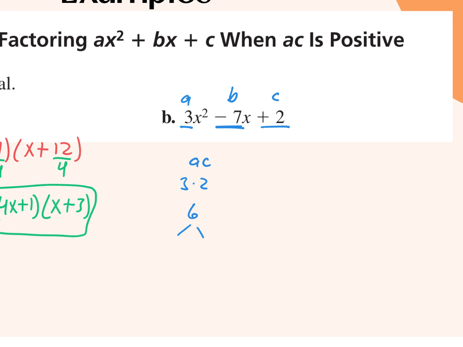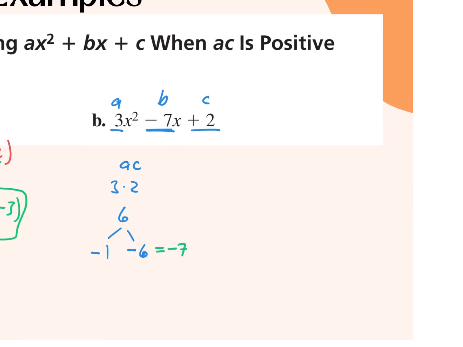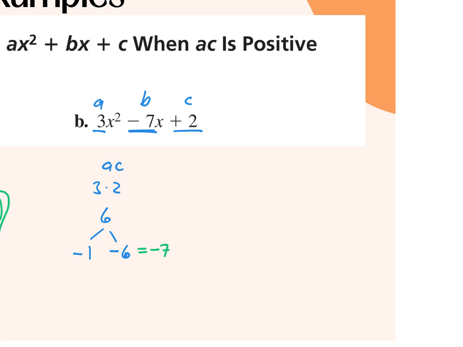Since I want to multiply to a positive and add to a negative, I should expect the same sign, so 2 negatives. Factors of 6 are going to be 1 and 6. Since I want them to add to a negative, let's consider the negative factors. If I did -1 minus 6, that does in fact get you -7. So these factors work. I'm going to use -1 and -6. Set it up exactly the same way that we did in the previous lesson: x minus 1, x minus 6.